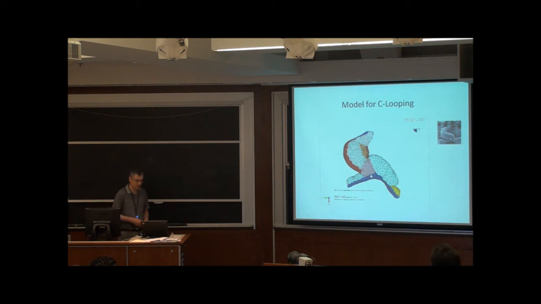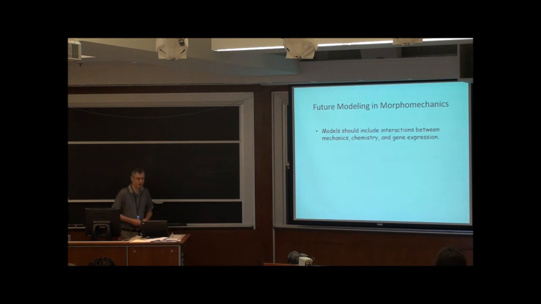Okay, so I just want to end up talking a little bit about the future of modeling morphogenesis, morphomechanics. Future models should include interactions between mechanics, chemistry, and gene expression. To date, there are a few models that do this kind of thing, and most of these models are relatively simple, but people are starting to look at this. They need to bridge multiple scales from the molecular to the tissue level. Again, very, very few models have considered this at all.